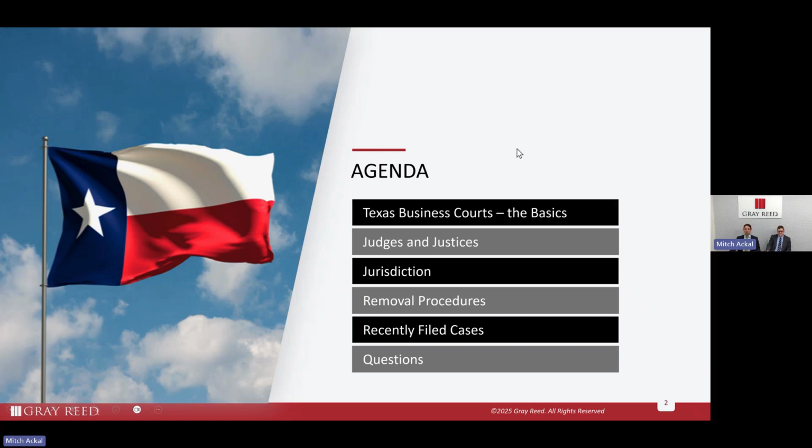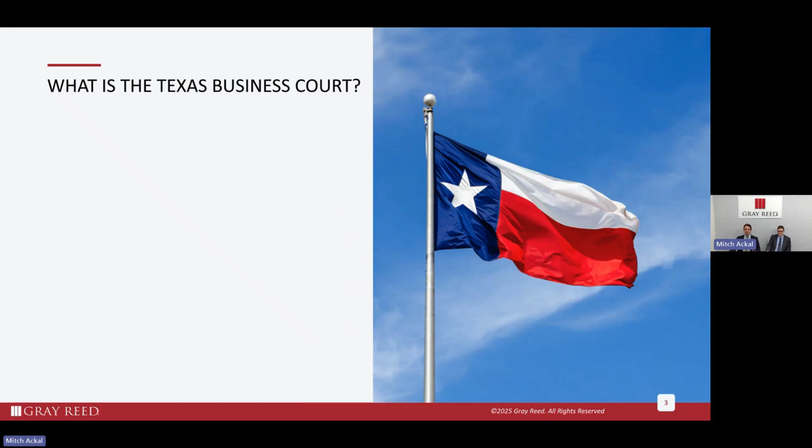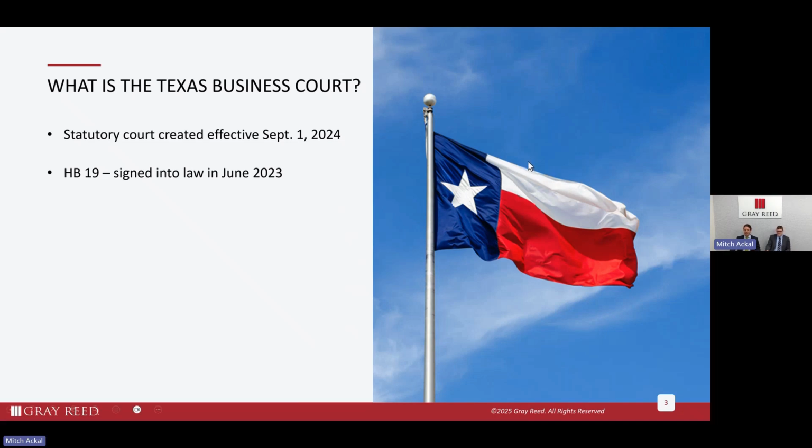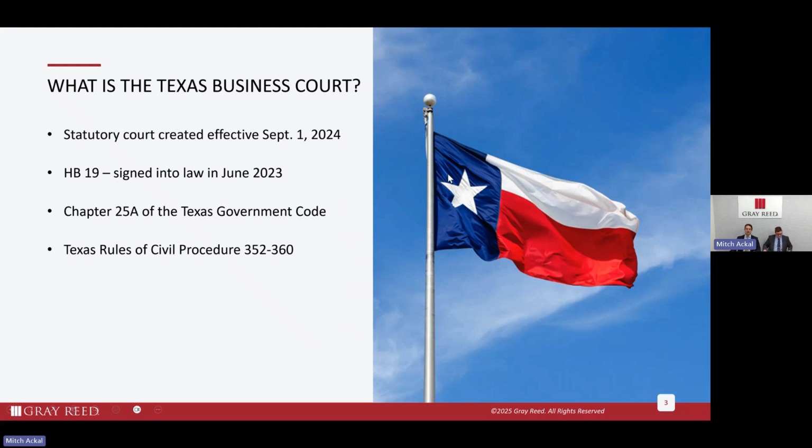So generally speaking, what is the Texas Business Court? Well, this is a statutory court that was created by the Texas legislature that became effective as of September 1st of last year. So we're about 5 months into it. You can find the law with respect to the court and its jurisdiction under Chapter 25A of the Texas Government Code. And then the Texas Supreme Court also promulgated several new rules of civil procedure, which are now found in the Texas Rules of Civil Procedure 352 through 360.